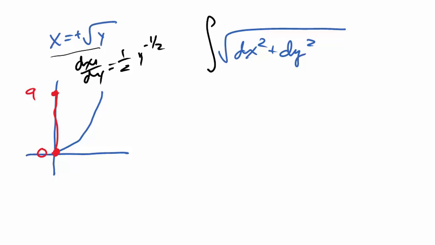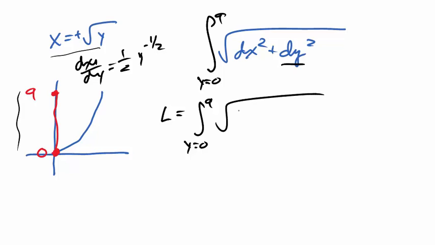So when I come back here and I want to compute the arc length, well, this time I'm thinking in terms of y. So my y values are ranging from 0 to 9, as we see over here. And since it's all in terms of y, this time let's factor out the dy squared term. So my length will be equal to the integral with y running from 0 to 9 of, factor out dy squared.